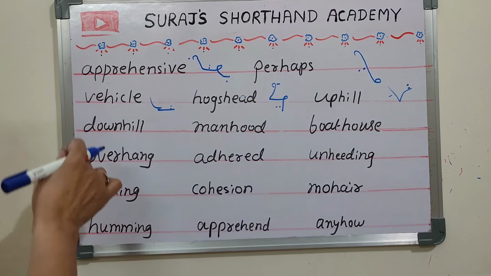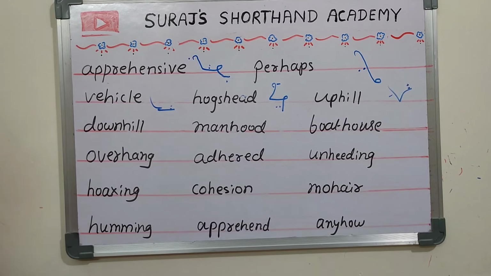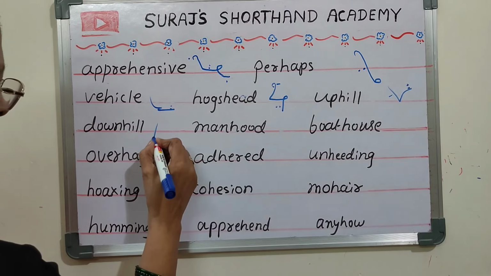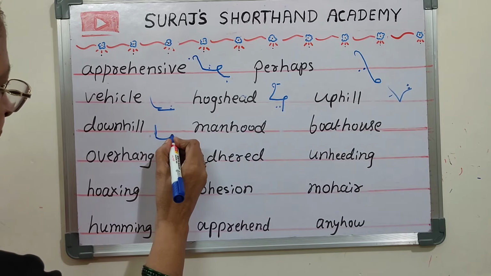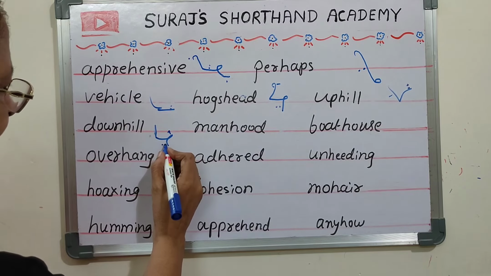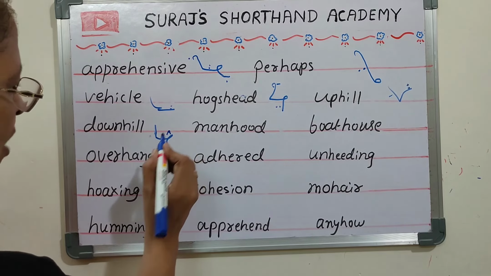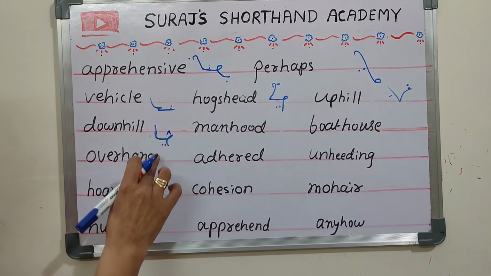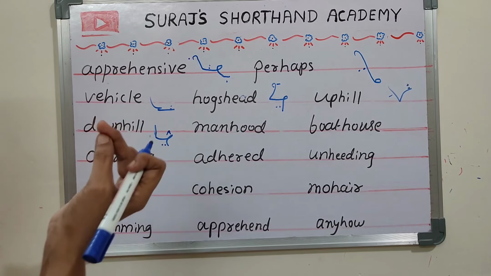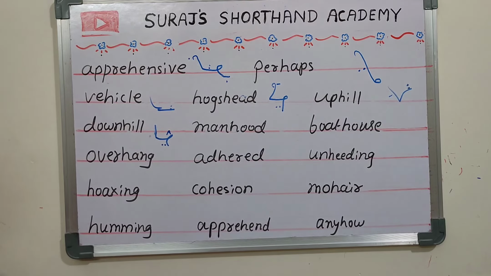Uphill. Now, downhill. Downhill, how to write? This is down. Straight you take down. This is down. Hill, here it will come. This is the ow sound. And here, hill. Down, hill. Double dot.